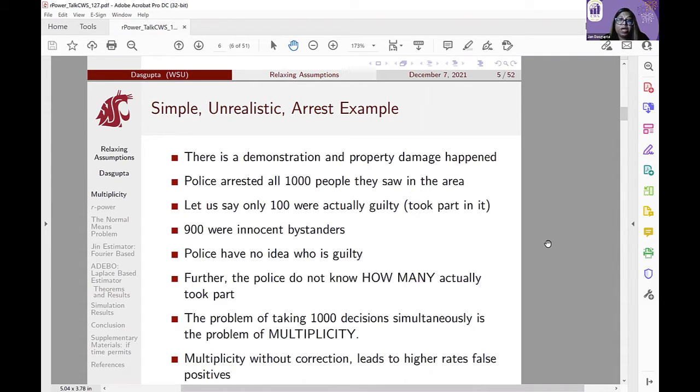So let's assume we have a situation where there's a big demonstration going on and there has been some property damage. Cops come in and they round up all the people that are in the area. So let's say there were 1,000 people, cops pick up all 1,000 of them. However, in reality, let's say only 100 people actually took part in the demonstration. The other 900 were innocent bystanders. However, cops rounded up all 1,000 of them, and they have no idea who was innocent and who was actually a participant in the property damage.